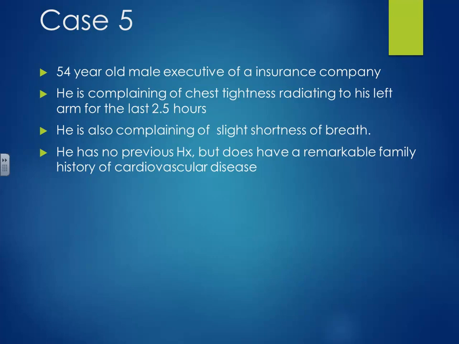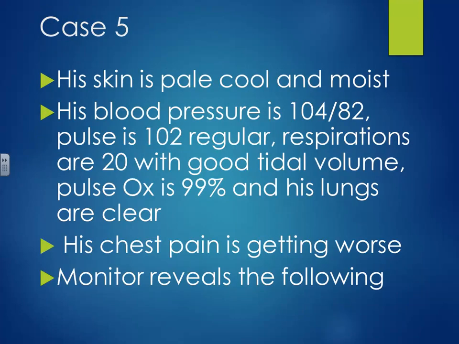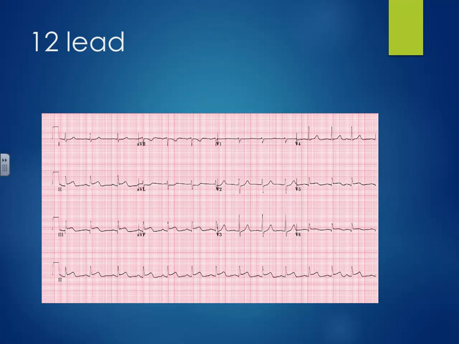54-year-old male executive at an insurance company complaining of chest tightness radiating to his left arm for the past 2.5 hours. He's also complaining of slight shortness of breath, no previous history, but does have a remarkable family history of cardiovascular disease. Skin's pale, cool, and moist. Blood pressure 104/82, pulse 102 and regular. Respirations 20, good tidal volume. Pulse ox is 99%, and his lungs are clear. Chest pain's getting worse.